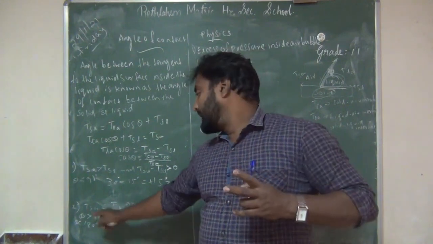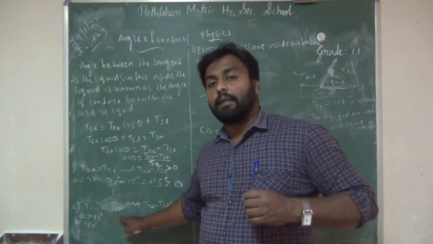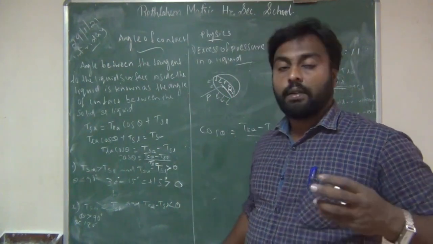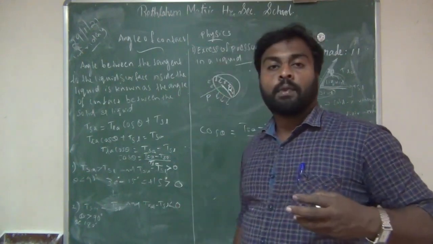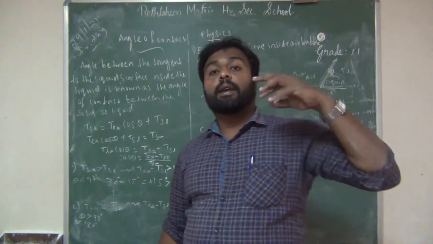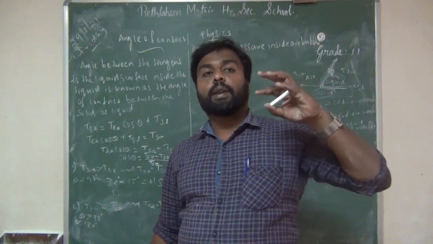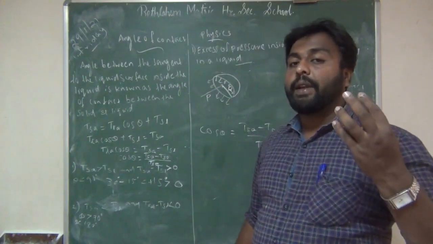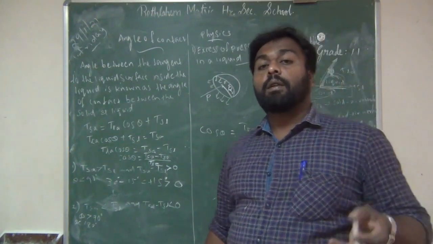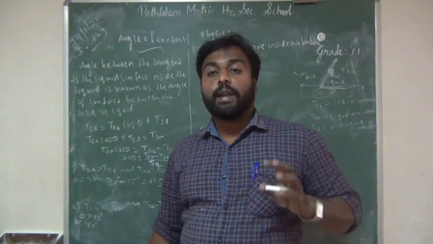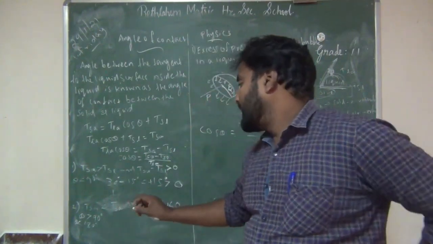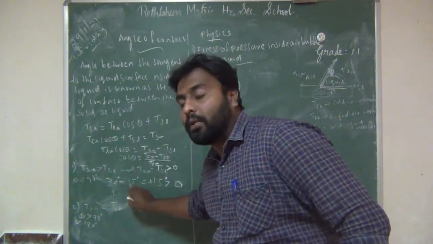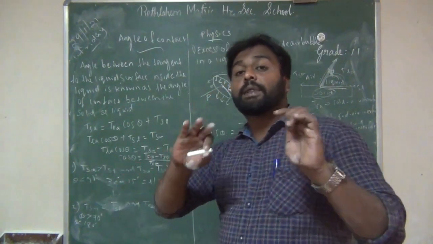Now the second case is TSA is less than TSL and TSA minus TSL is less than 0. It means this theta value we will get an obtuse angle. Also the theta value we will get a minus value, negative value.